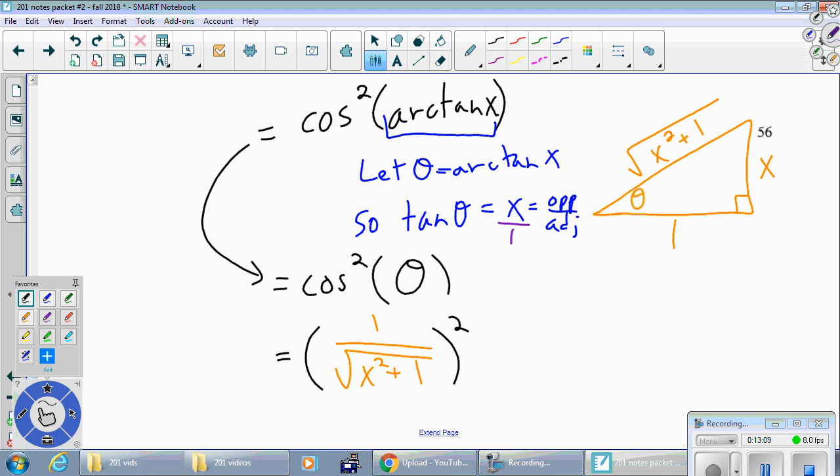And then we're squaring, so that means we can square top and bottom of this fraction, and we get 1 over x squared plus 1, which is, of course, the same as what we were told the derivative rule would be, 1 over 1 plus x squared.